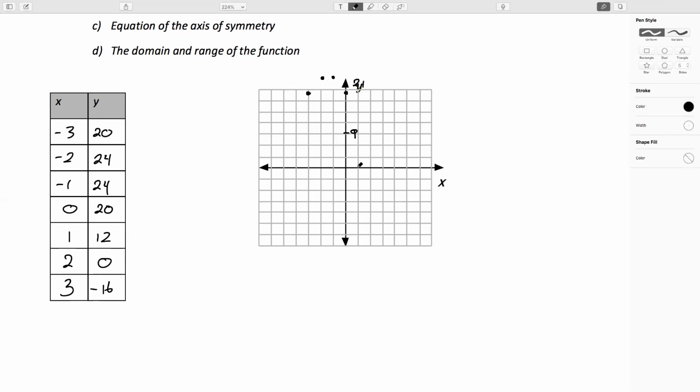1 and 12. 2 and 0. And 3 and -16. So 3 and 3, 6, 9, 12, 15, 16. Sort of a parabola, again, it'll continue off to the left, just like it did on the right. And I also know that there is a point between these two. There should be a maximum somewhere up here. So the graph of this function looks something like this.